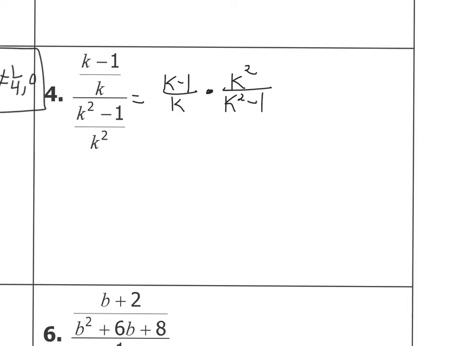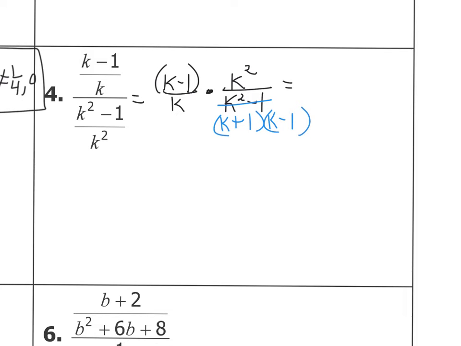So this binomial cannot be factored, so I'm going to put it in parentheses. Monomials cannot be factored, so we're going to leave them alone. This, however, can be factored into the difference of two squares factor pattern, and that's that plus minus pattern, where we take the square root of both of these and put them in the first and last terms. So the square root of k squared is k, and the square root of 1 is 1. So k squared minus 1 gets factored into k plus 1 and k minus 1.